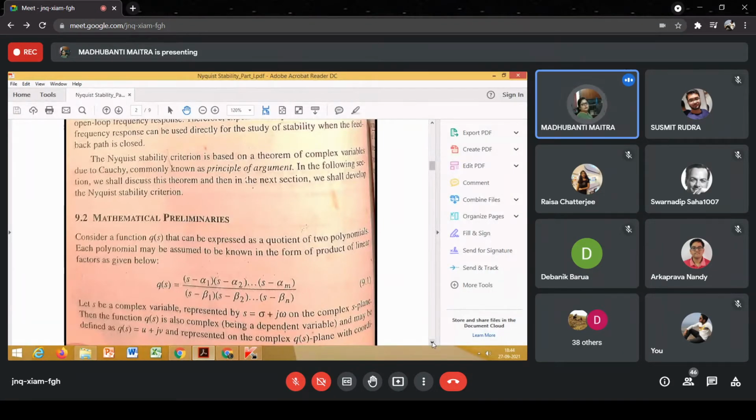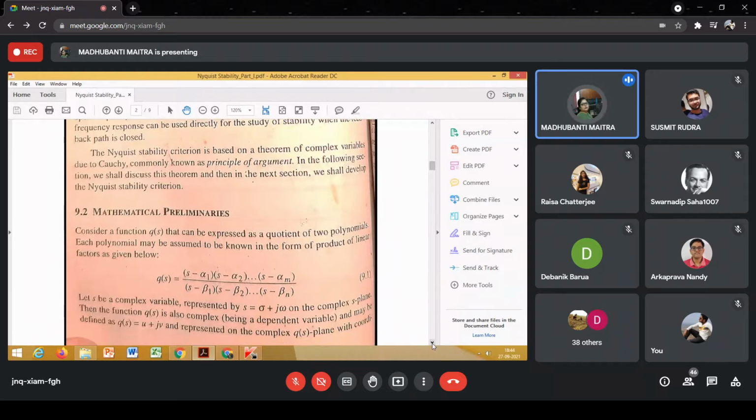Now, the Nyquist stability criterion is based on a theorem of complex variables, proposed by Cauchy, and the name of the theorem is the principle of argument. The Nyquist stability criterion completely rests on this theorem. So before we learn the Nyquist stability criterion, we have to learn the principle of argument, that is our mathematical preliminary.